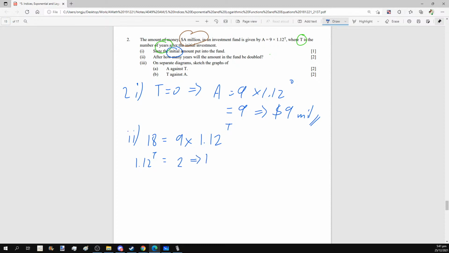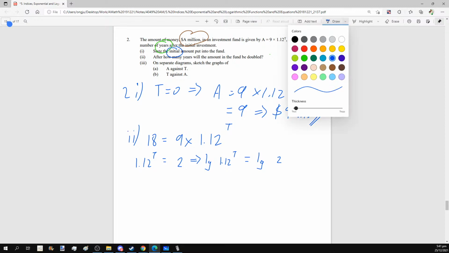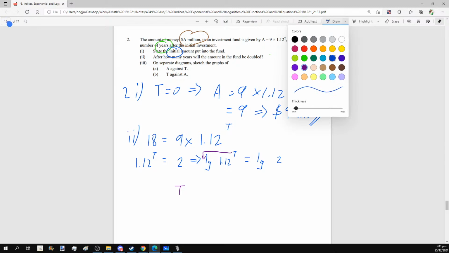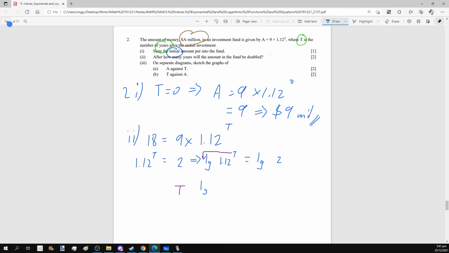From here, I am going to add in a logarithm. And this is nice because the power can move down and out. So I will get t multiplied by lg 1.12 equals lg 2. From here, t will obviously be equal to lg 2 divided by lg 1.12, and this will give me my number which can be used to write the final answer. In this case, you'll realize I'll get 6.116.